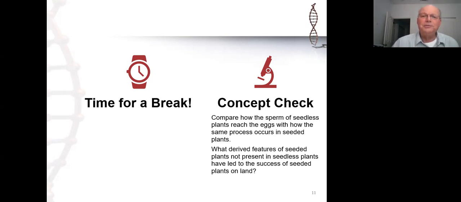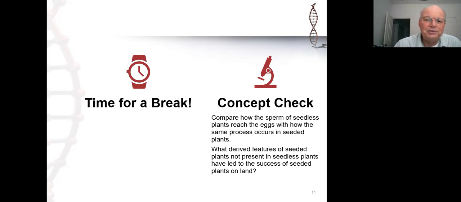How did the sperm of seeded plants reach the egg? Well, the sperm in the form of the sperm nucleus contained within the gametophyte, which is the pollen grain, is carried by the wind or by a pollinating vector, which could be an insect or an animal or a bird, to the flower or to the cone if it's a gymnosperm. It then enters into the ovule through the micropyle.